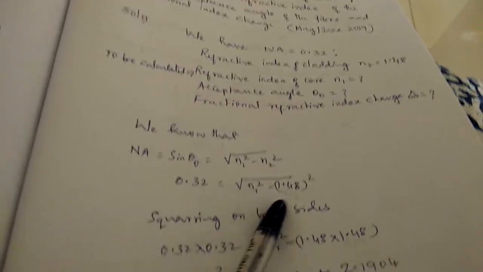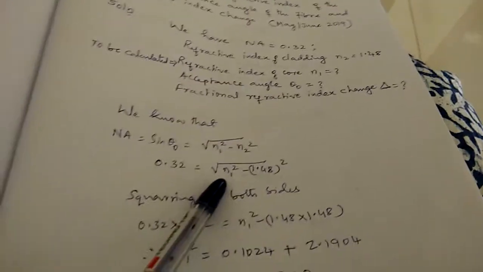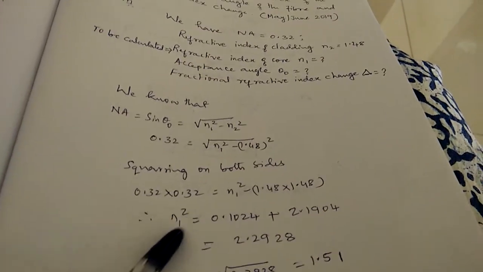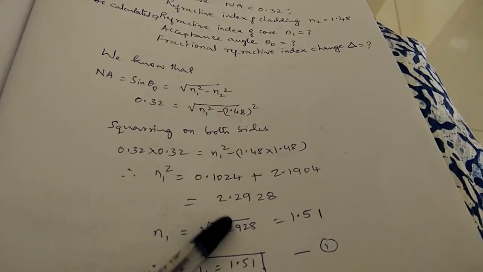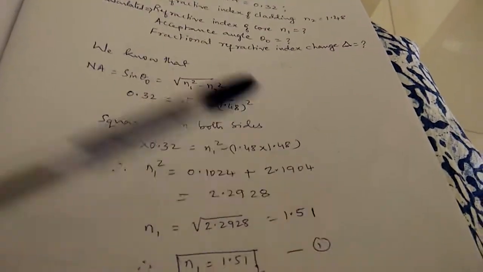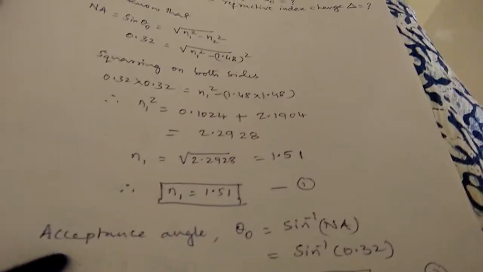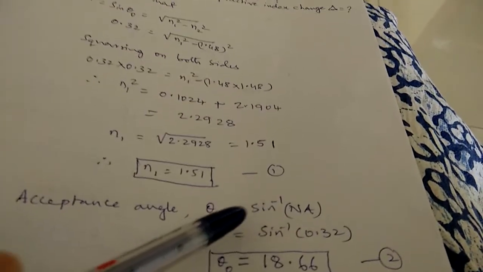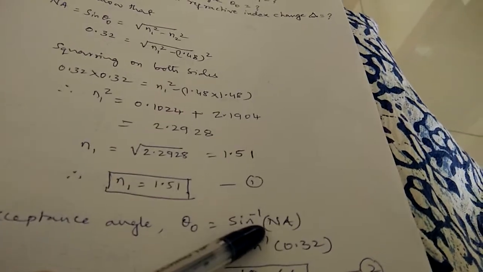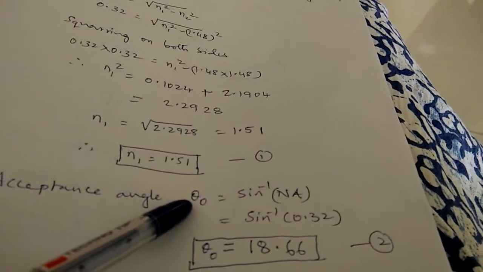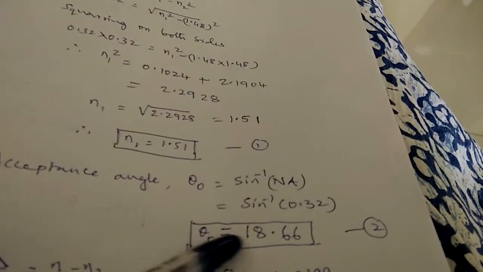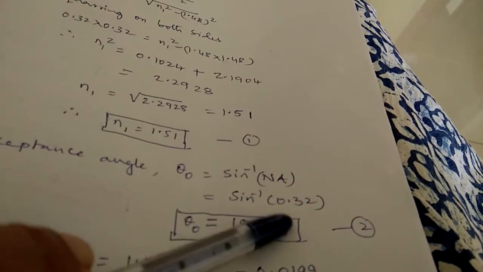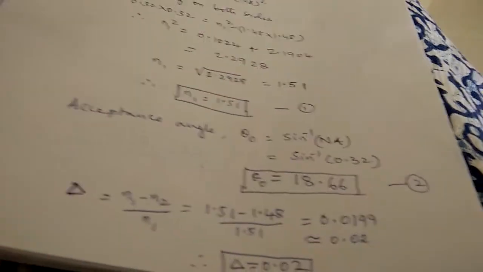You know that NA is root of n1 square minus n2 square. So substitute the value of n2, and square on both sides so the square root is removed. So n1 can be calculated like this. We get n1 equal to 1.51, which is greater than n2. And the acceptance angle: because NA is given, sin theta naught is NA. If you take the inverse of that, it gives you theta naught, the acceptance angle. So theta naught we get 18.66 degree. I should have written degree here. Always you should write the unit.